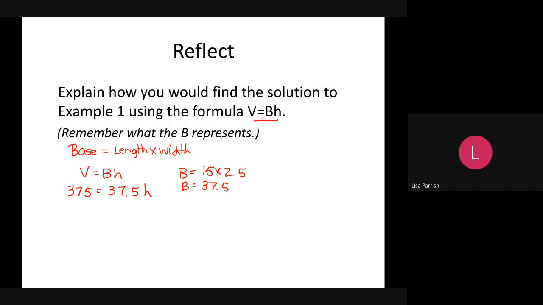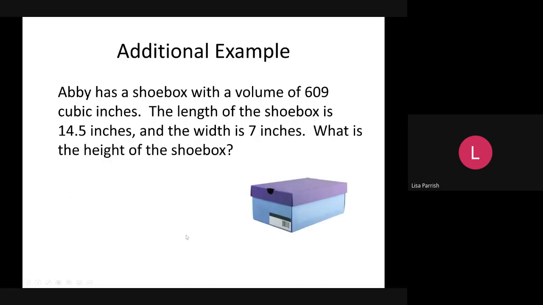And then you just replace that here. Okay, so it's pretty much the same thing. Sometimes in a word problem or in a volume problem, they'll just say the base is 37.5. They don't break it down into length and width. So if they ever say the base is this much, then that means they've already multiplied this for you and given you the answer. So it just kind of saves a step.